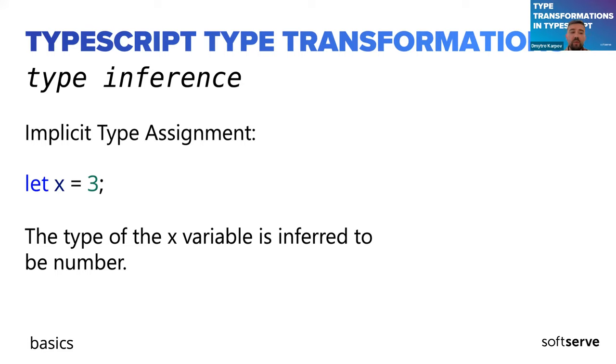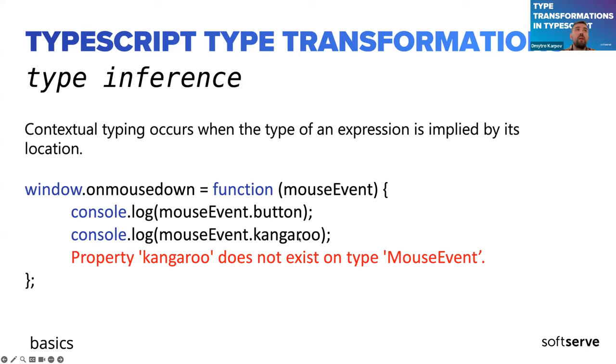Just to mention a few points about type inference in the context of type transformation, why it's important: as I mentioned, there might be implicit type assignment when we declare a variable without specifying its type, and TypeScript basically infers the type based on the assigned value, as we see on this slide. Let's move to some other example.